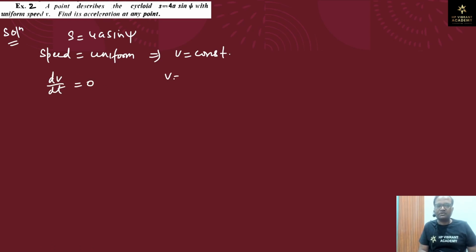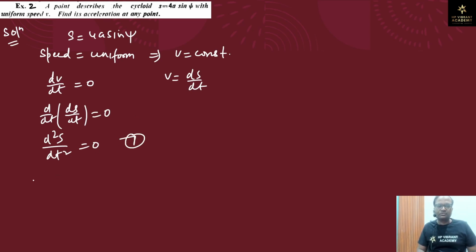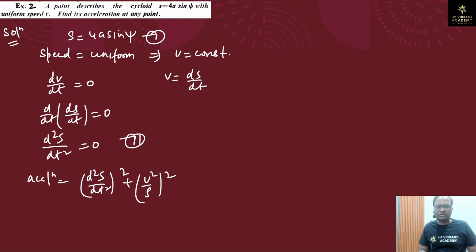This means, we can write v is equal to ds upon dt. So d upon dt of v, that is d upon dt of ds upon dt, is equal to 0. This means d2s upon dt square is equal to 0. This is equation 1, and we just take this as equation 2. So we have acceleration is equal to square root of (d2s upon dt square) whole square plus (v square upon rho) whole square. So d2s upon dt square is 0, so this gets cancelled. So we have v square upon rho as the acceleration.